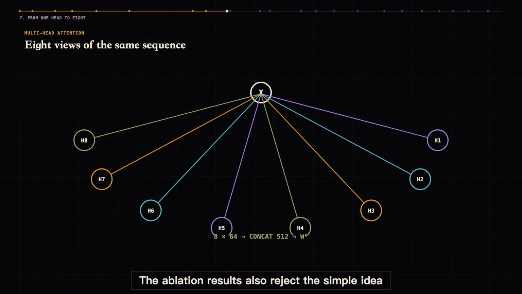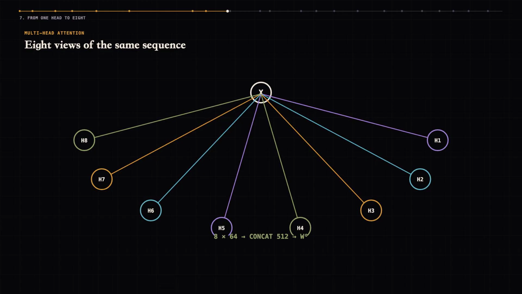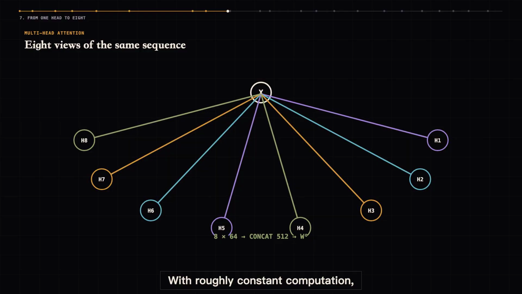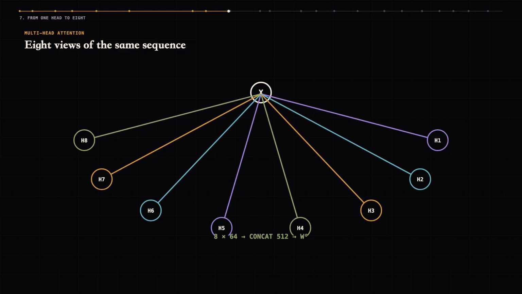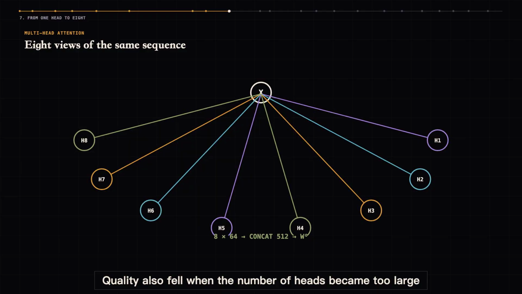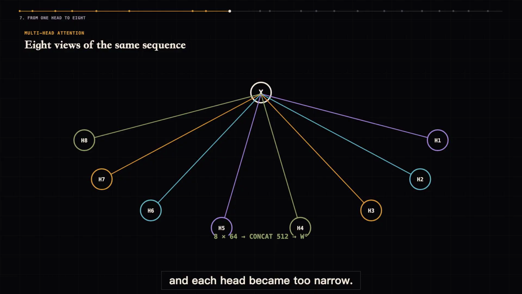The ablation results also reject the simple idea that more heads must always be better. With roughly constant computation, the single-head version scored 0.9 BLEU below the best setting in that comparison. Quality also fell when the number of heads became too large and each head became too narrow.